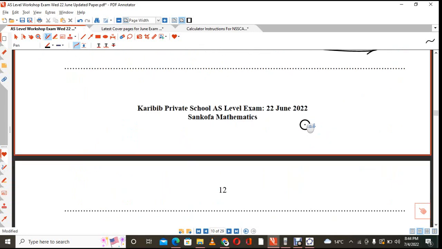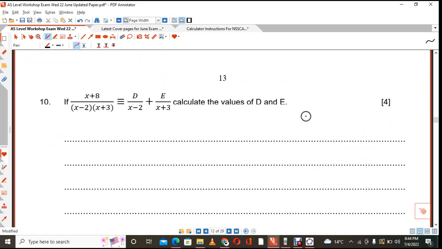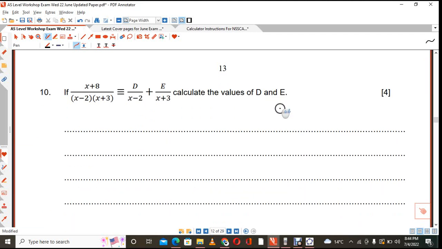Let's see if we can squeeze in question 10. Now, question 10, which is where I'll end this one, and then I'll do the second part from question 11. Question 10, you have two fractions, okay? Something on the right-hand side and something on the left-hand side. So what you need to do is two fractions on the right-hand side now.